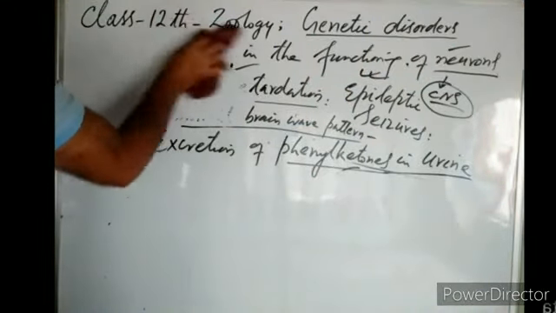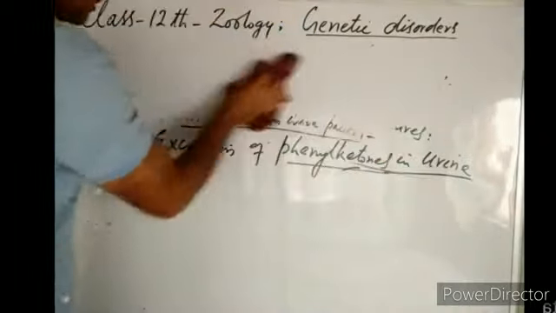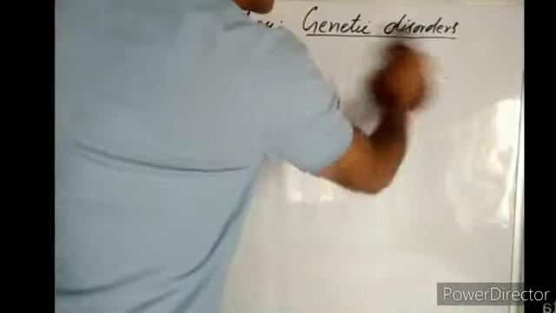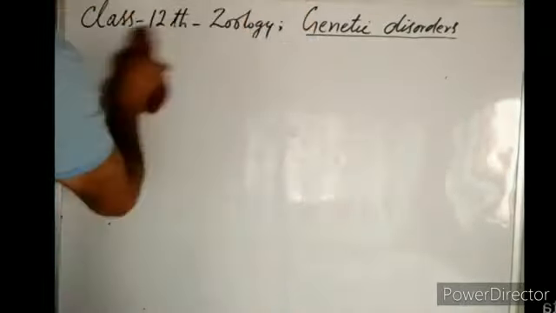And then the problem starts. When phenylketones accumulate in blood and body fluids, in cerebrospinal fluid, in other fluids, then these phenylketones start interfering with the functioning of the central nervous system.